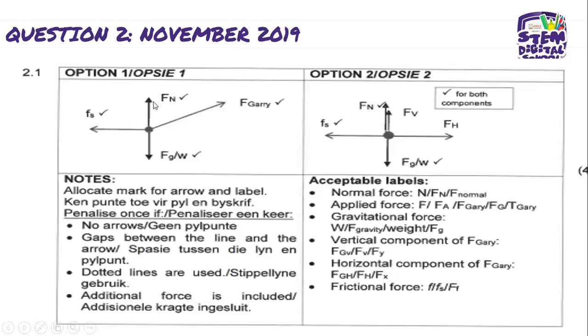Now, why do we have the normal force? Because the object is on the ground. It is on a surface. So we have a normal force that is acting upwards. Then the other force that exists is the force that Gary is applying, right? And remember, it makes an angle of 60 degrees with the horizontal. The other force that the object is experiencing is frictional force. And here, it is very clear that that frictional force is the static frictional force.